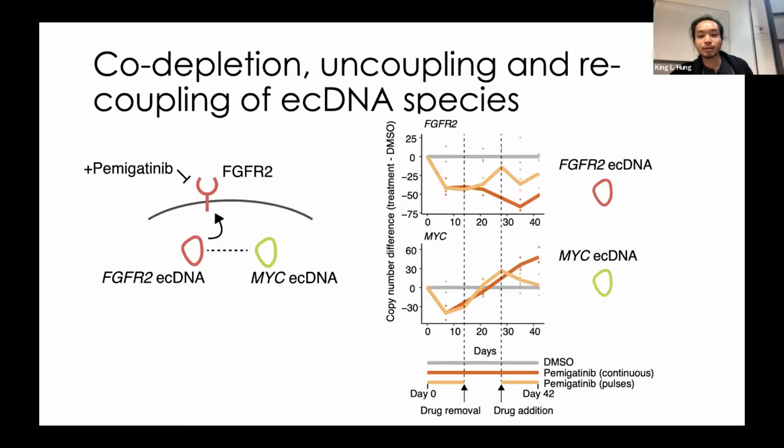And then when we added the drug back, amazingly, the MYC ecDNAs became sensitive again to pemigatinib treatment. So what this shows is that the property of correlated copy numbers can be recovered probably in a very short period of time. So this is only a 2-week period of time where there's no drug. And the two different ecDNA species can become coupled again.